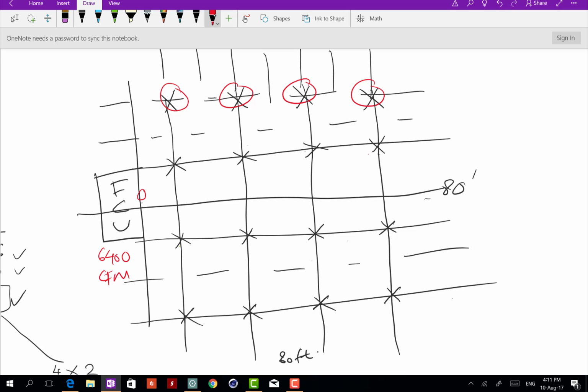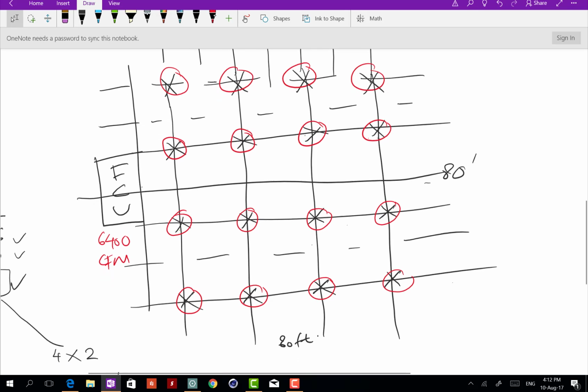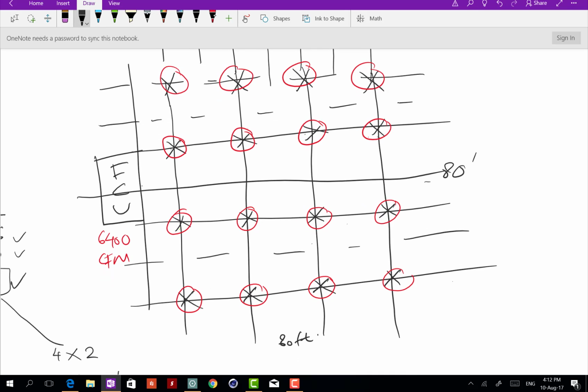Right, so after we have located all of the diffusers inside our layout, now I will relabel all of the diffusers again. We have 16 diffusers. The length between the diffusers must be known in order to check the throw radius. Is it enough or not?